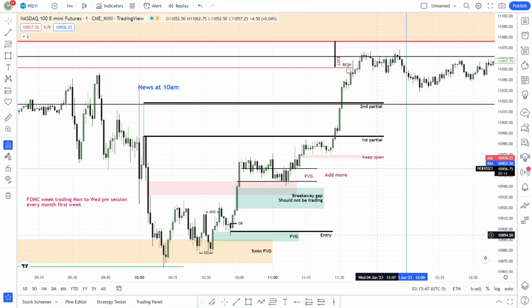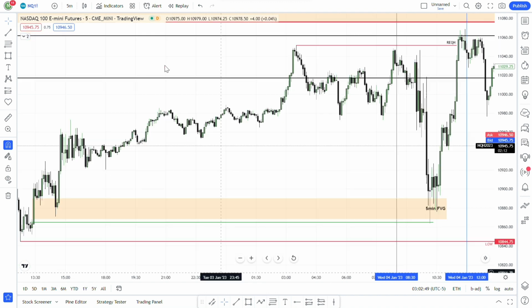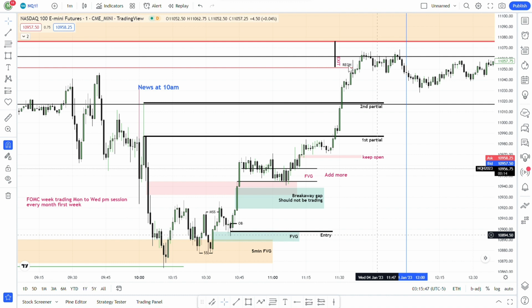Then market just went to the relative equal high. You see this is the relative equal high, and that was my target. You have to exit your trade over there. You can take one partial over there because this is the rejection block, and one partial over there. This is the swing high. There is a lot of liquidity over there, so you have to take another partial over there, and lastly you will close your trade over there.